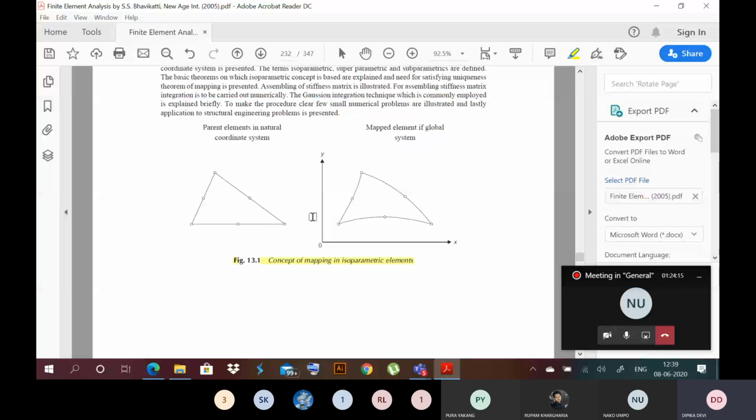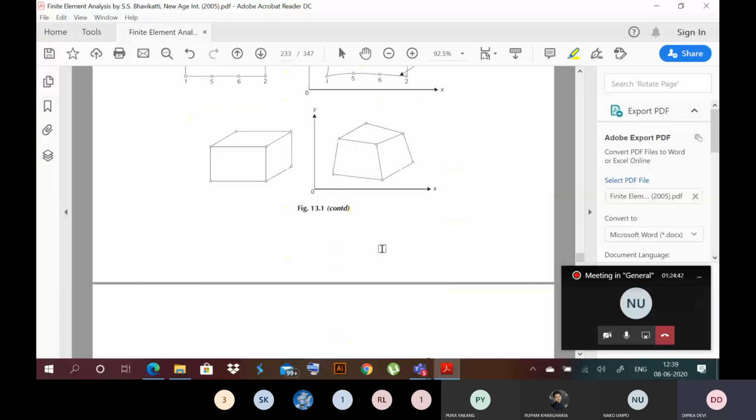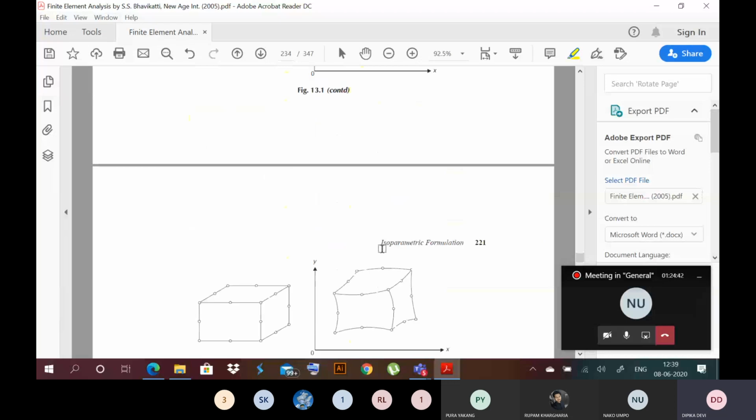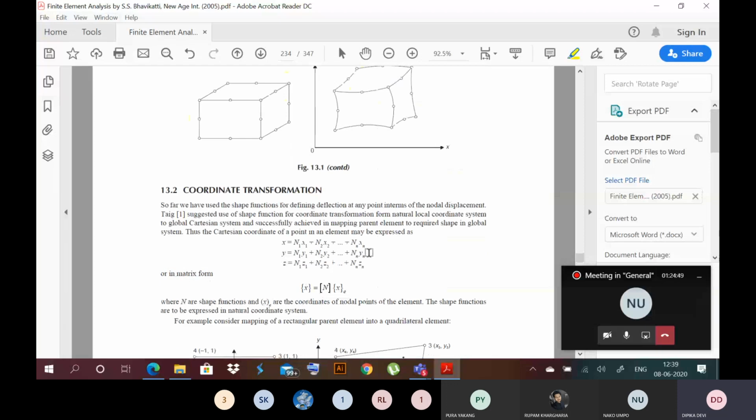It may be isoparametric, it may be subparametric, it may be superparametric, but usually we'll use the isoparametric concept. So what is this isoparametric concept? Here is a given example. This is the actual element and this is the element in the natural coordinate system. But there should be a definite relationship between them. So how to define them? For that we use a coordinate transformation.